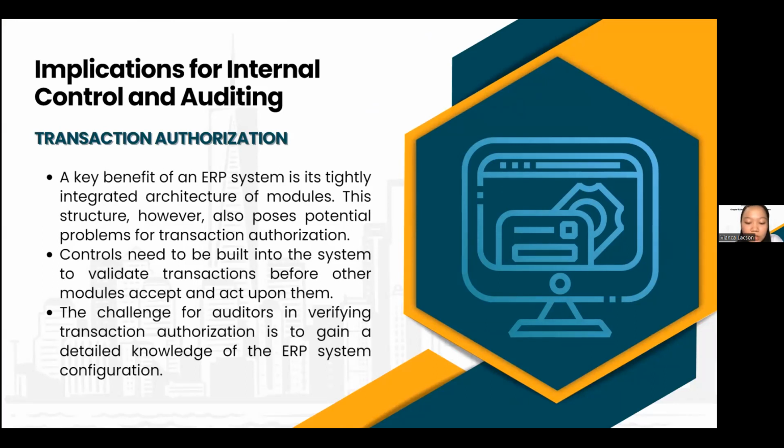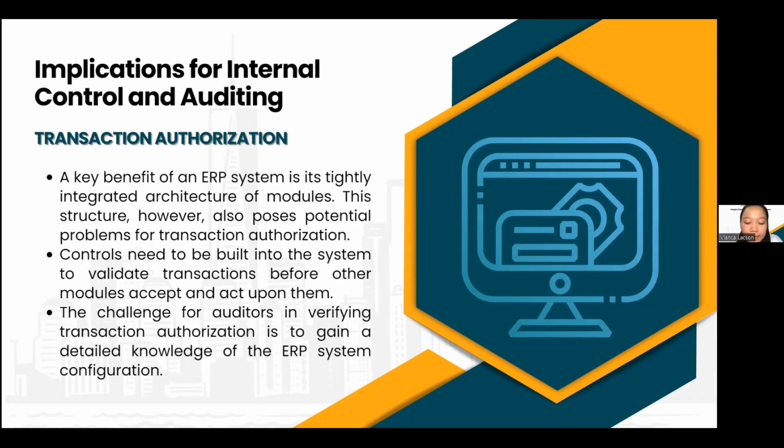Key concerns are examined next within the SAS 78 or the COSO framework. First, we have the transaction authorization. A key benefit of an ERP system is its tightly integrated architecture of modules. This structure, however, also possesses potential problems for transaction authorization.